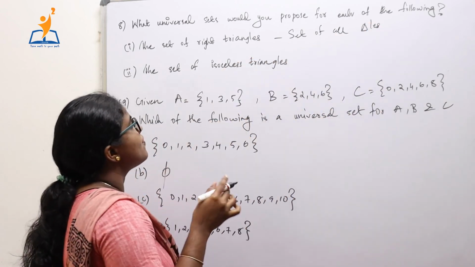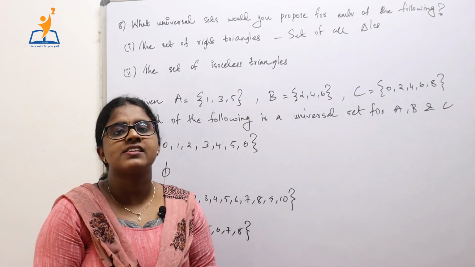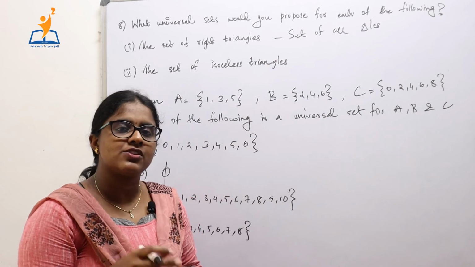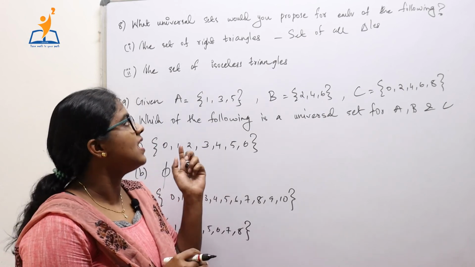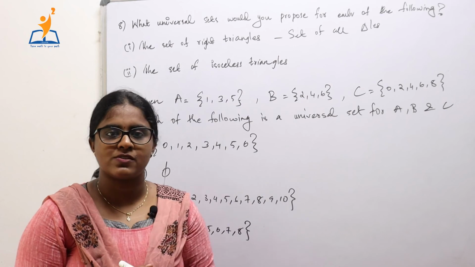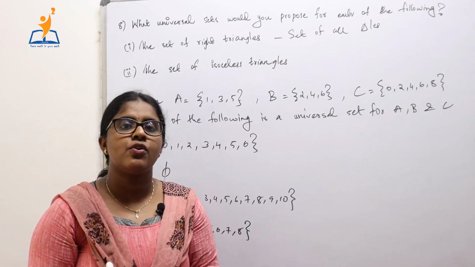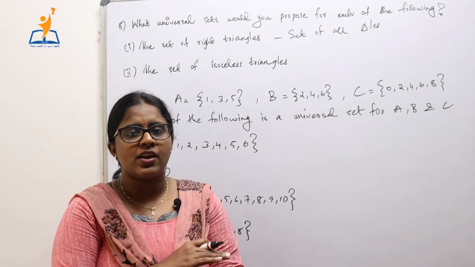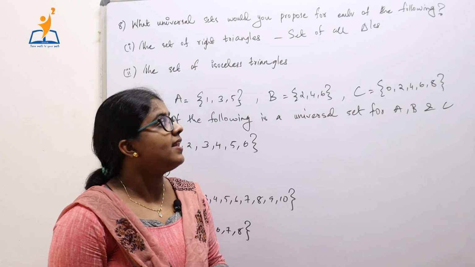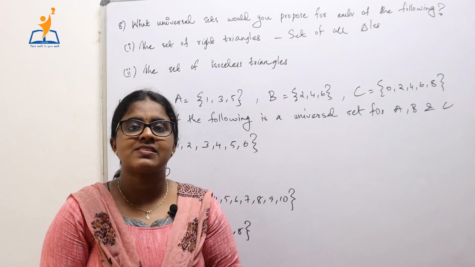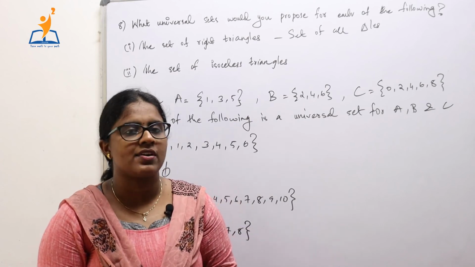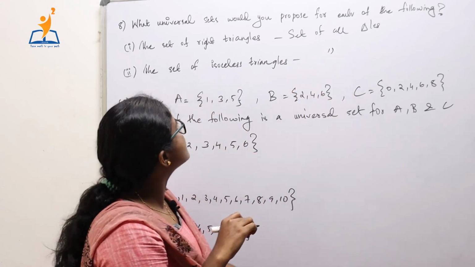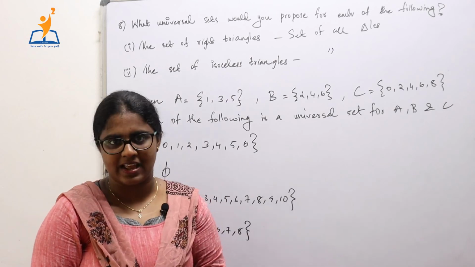Now the set of all isosceles triangles, what will act as a universal set for the set of all isosceles triangles? Of course the set of all triangles will act as the universal set for the set of isosceles triangles, because the set of all triangles contains isosceles triangles, equilateral triangles, scalene triangles, and all the triangles in a plane. So the set of isosceles triangles are also there in the set of all triangles. So the set of all triangles will act as the universal set for the set of isosceles triangles also.